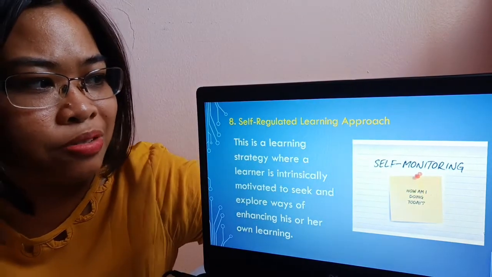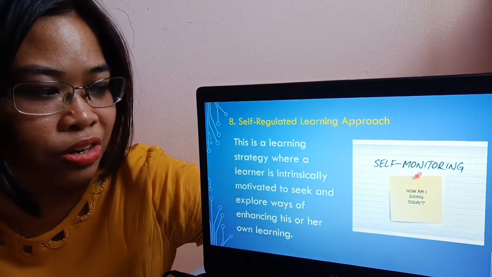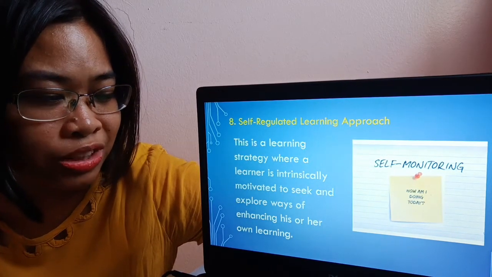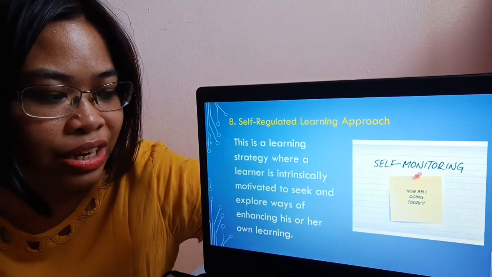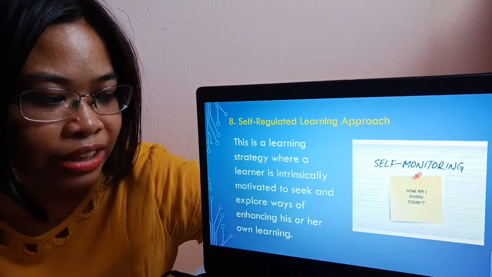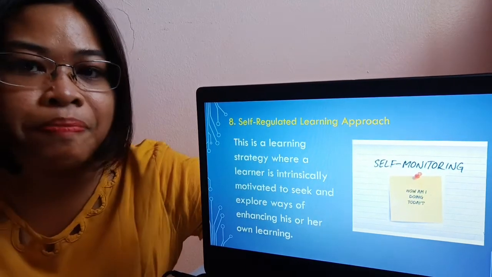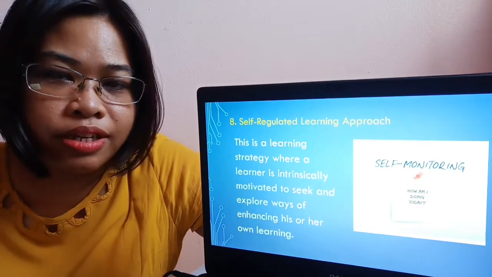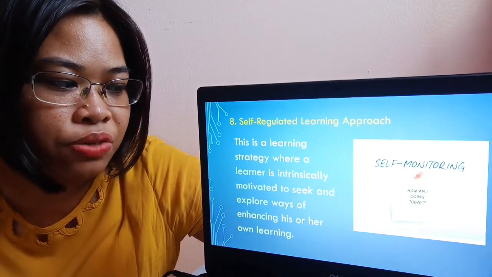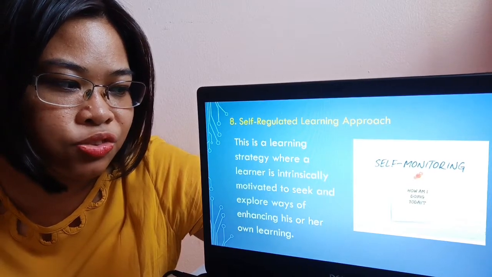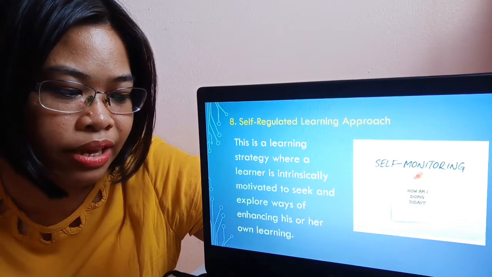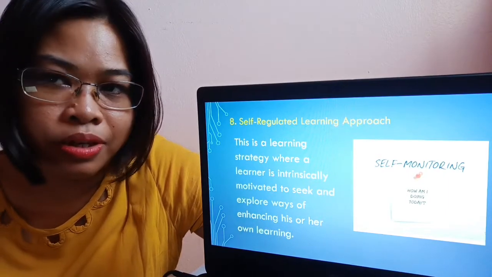Next is the self-regulated learning approach. This is a learning strategy where a learner is intrinsically motivated to seek and explore ways of enhancing his or her own learning.